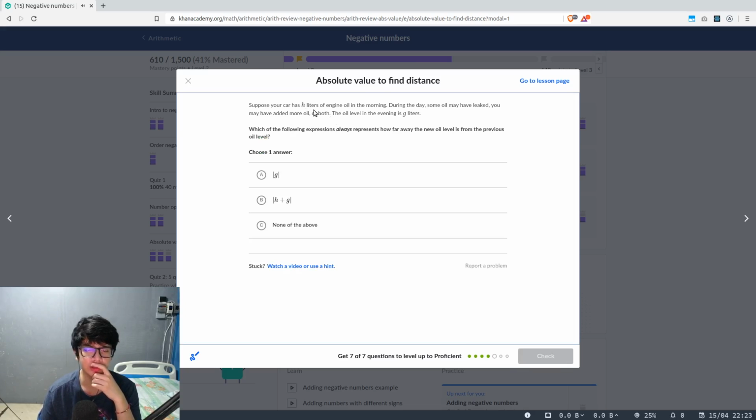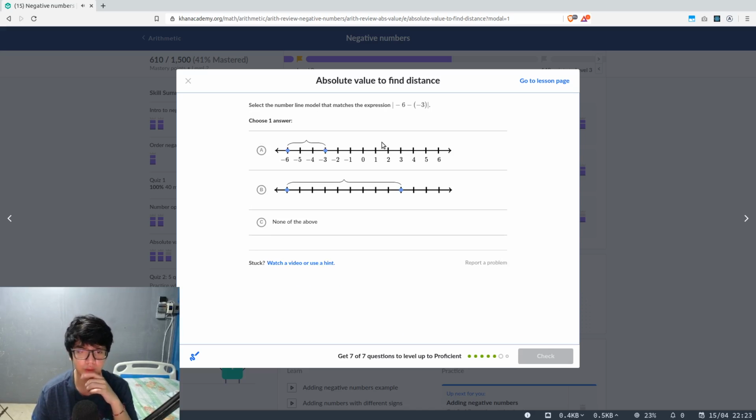Suppose your car has H liters of engine oil in the morning. During the day, some oil may have leaked. You may have added more oil, or both. The oil level in the evening is G liters. Oh, none of the above.